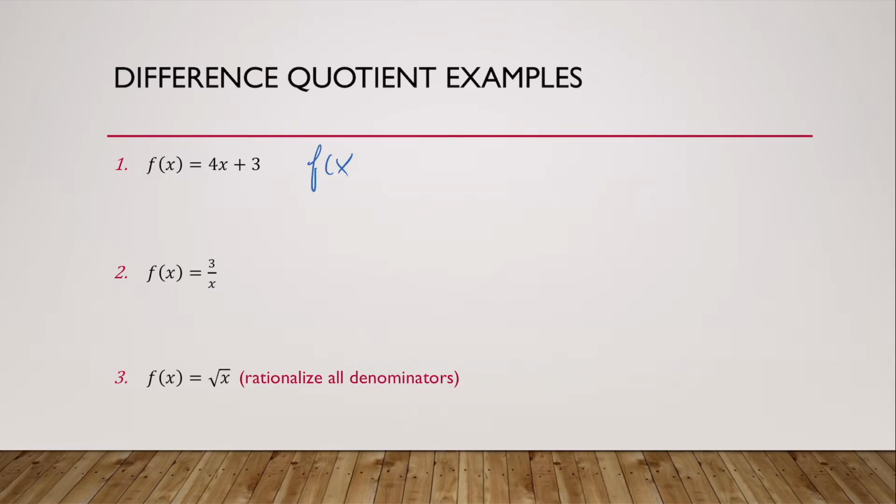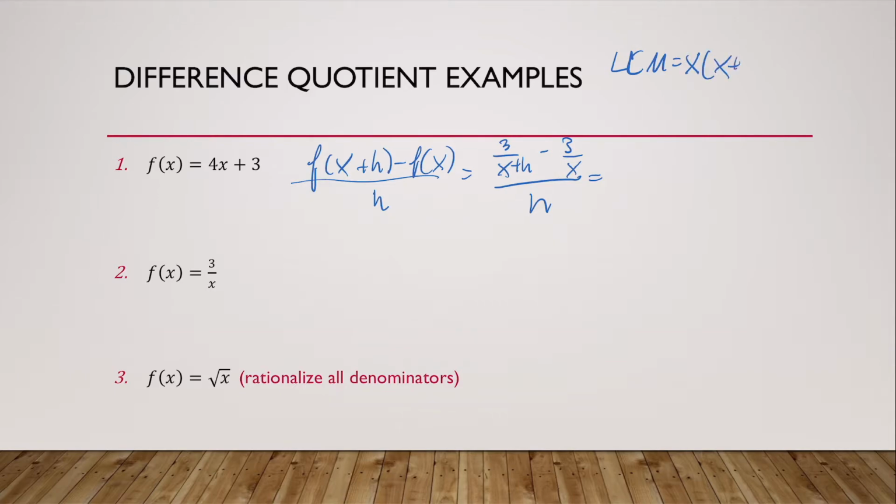So I have f of x plus h minus f of x all over h equals 3 over x plus h minus 3 over x, over h. Now in order to simplify this numerator, I need to find the least common multiple or lowest common denominator. That's going to be x times x plus h. It's just those two factors.